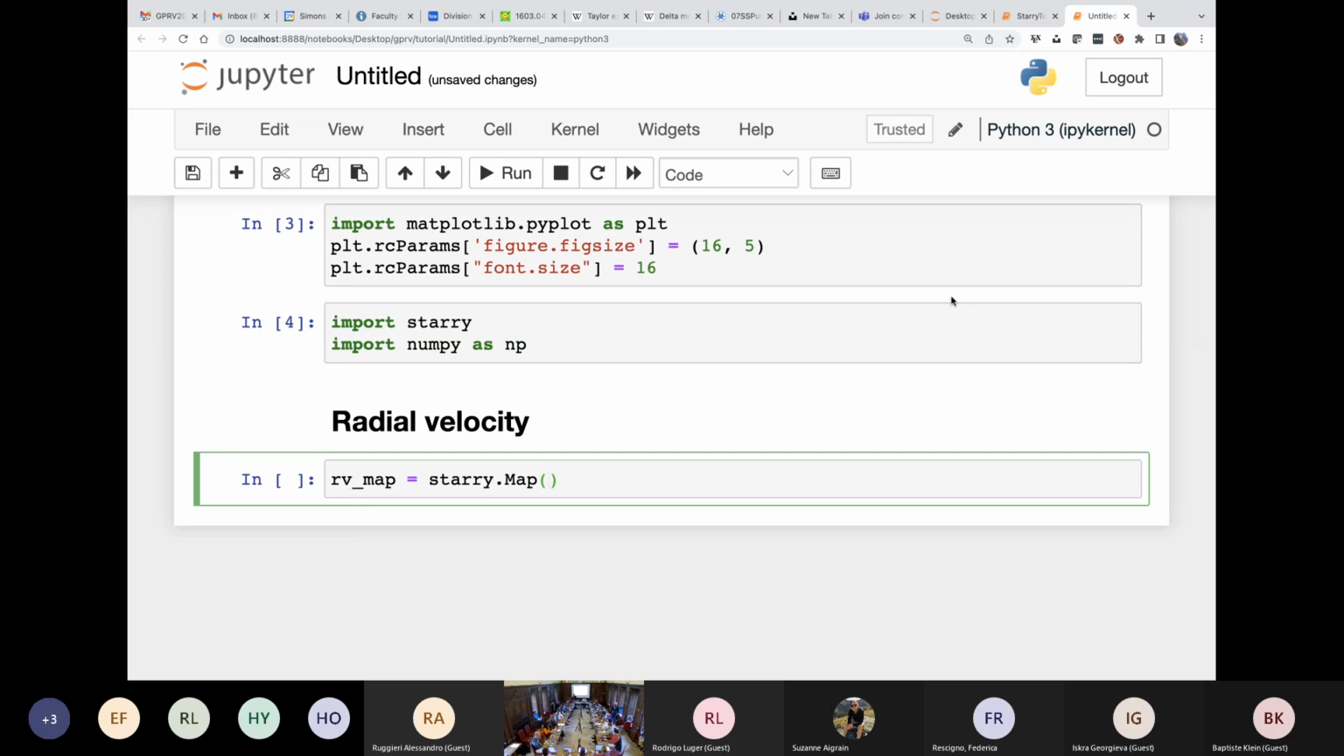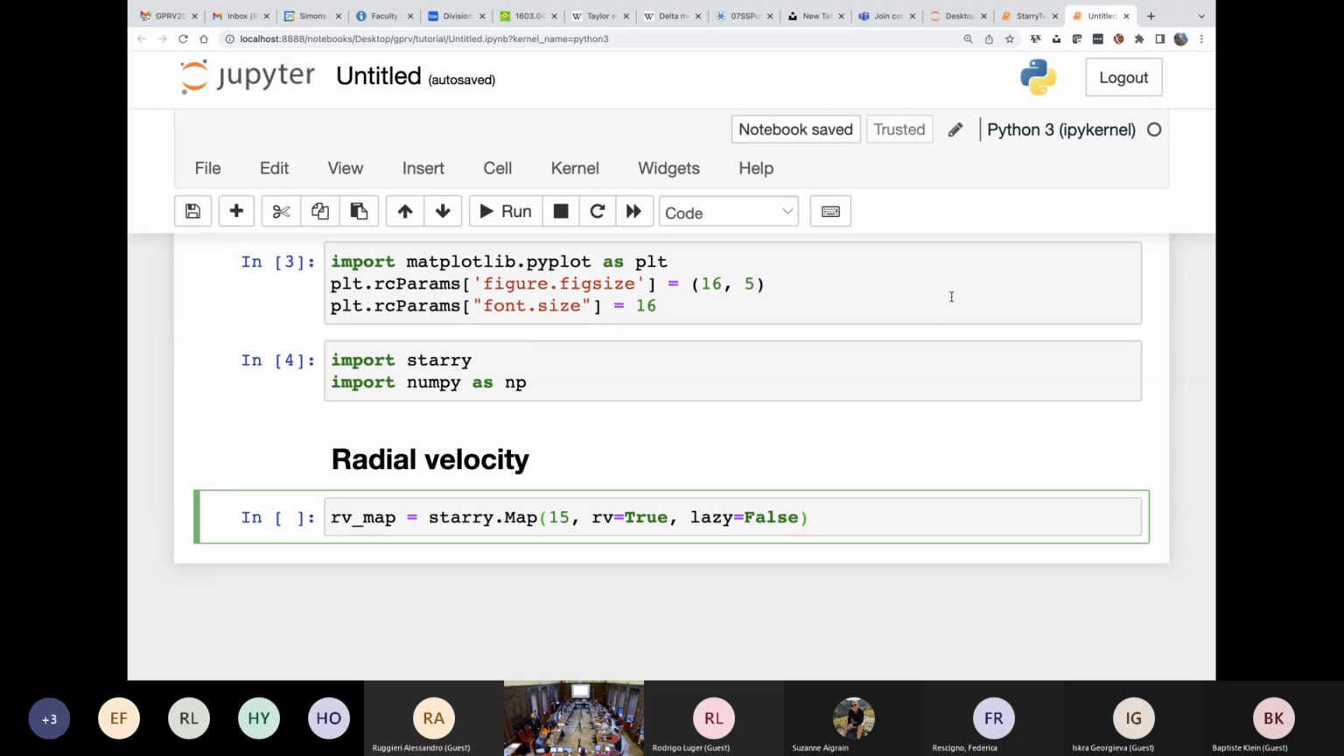Whenever you create a Starry map, the first argument is the degree of the spherical harmonic expansion. Starry models stellar surfaces as spherical harmonic vectors. Let's do 15 because that's big enough to model things we might typically care about. The other argument that I'm going to pass is RV equals true. That's going to let Starry compute radial velocity curves. And again, these are approximate radial velocity curves for the photometric effect of spots on the surface. The last thing that we're going to pass is lazy equals false.